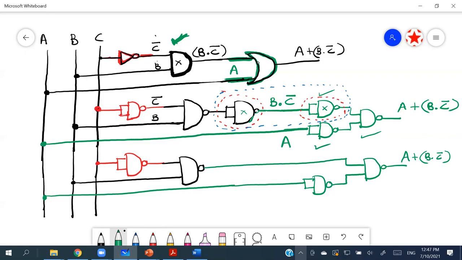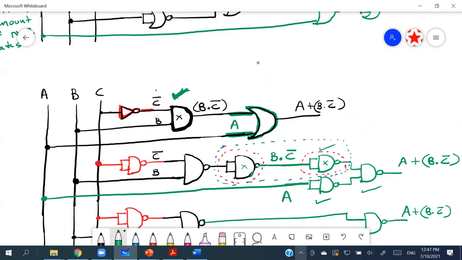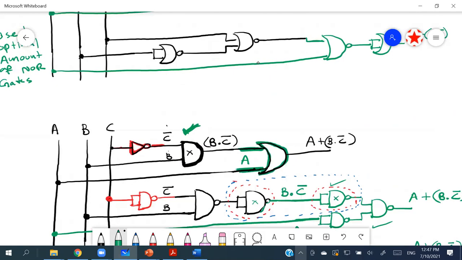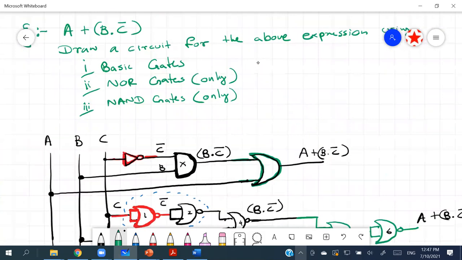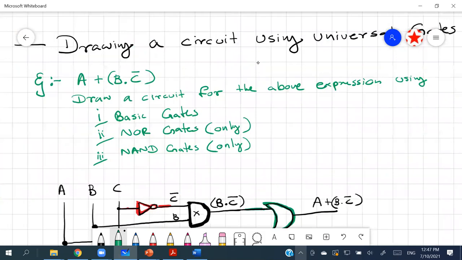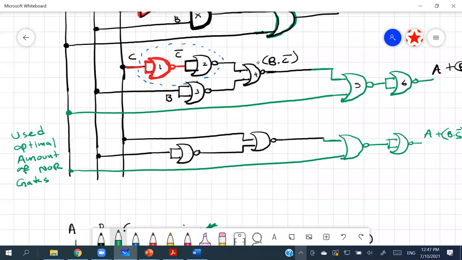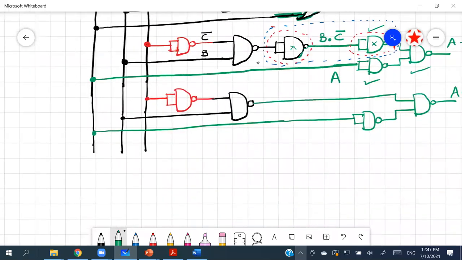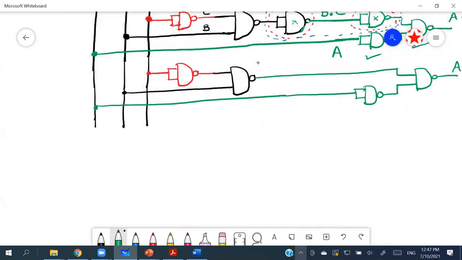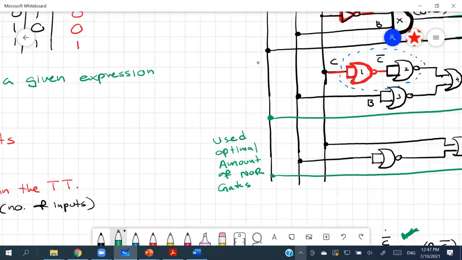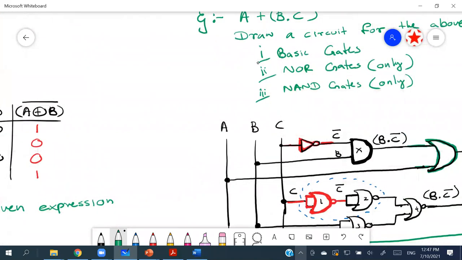So today we are going to draw the circuits for some other expressions as well. So you know the drill. You have to draw it by using both NANDs and NOR gates. Then you have to send them to me, right? So let me check about the things that we went through.